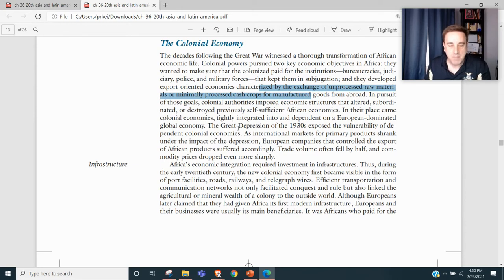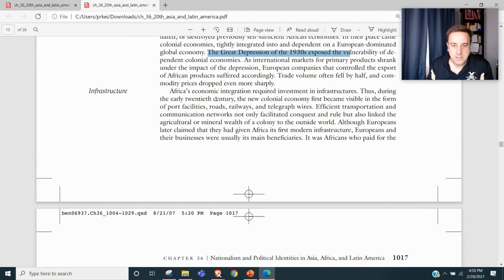This is going to be a big issue since the Great Depression is going to cause a lot of vulnerabilities. And so, especially countries which are focused on exports, or colonies focused on exports, are really going to suffer during this time.